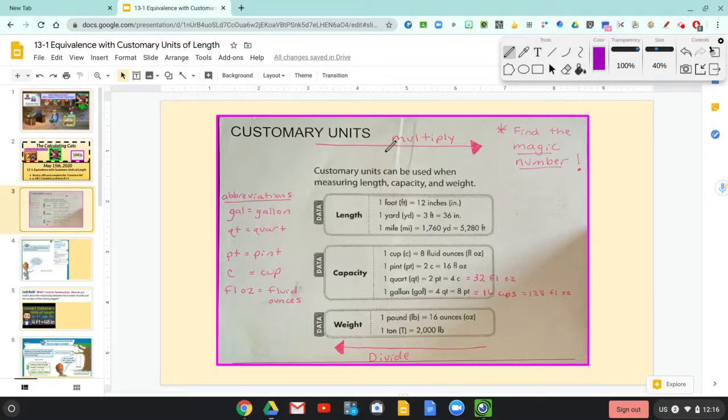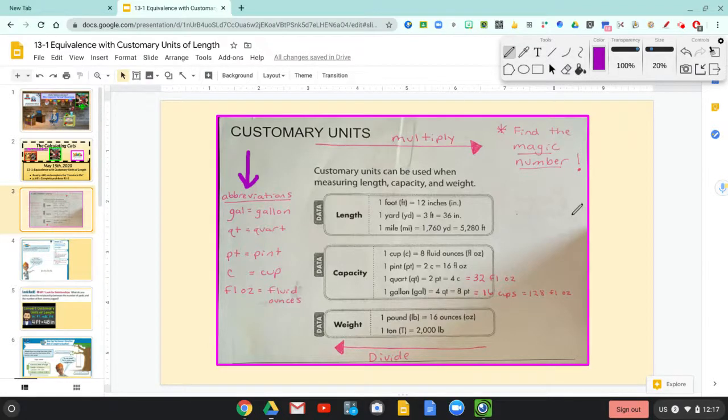Now, you might be asking yourself, do I have to write all of these words out? So here are some abbreviations that you can use. GAL is an abbreviation for gallon. QT does not mean cutie. It stands for quart. And PT is the abbreviation for pint. C is the abbreviation for cup. And FLOZ is the abbreviation for fluid ounces. Don't ask me where they got the Z from. I'll have to Google that.